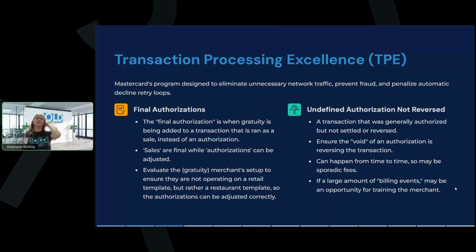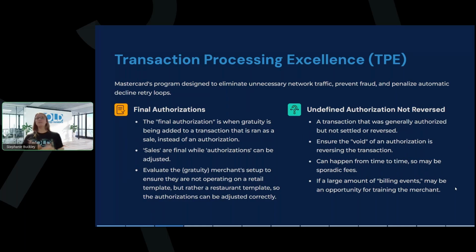So we're going to start with transaction processing excellence fees. These are going to be actually higher fees, if I'm being honest. And they're the ones that have kind of the bigger scope that needs to be fixed because it's not a data entry issue, it's a function issue.